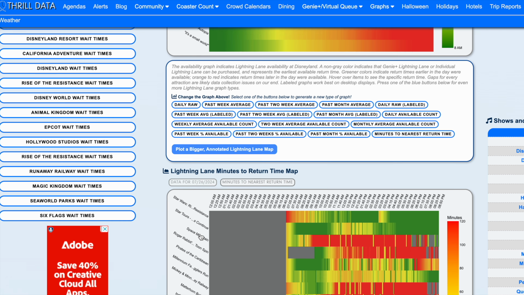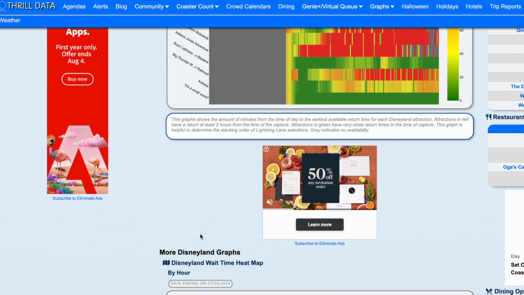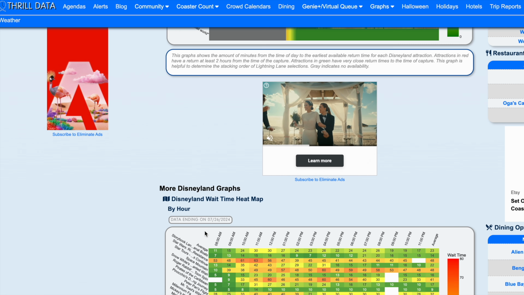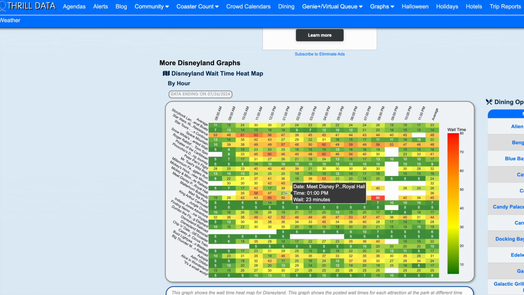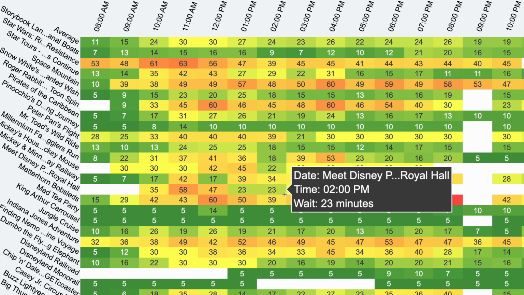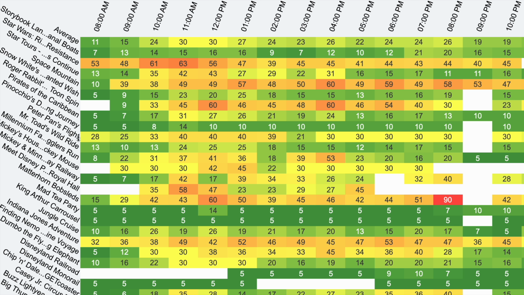This is just data for yesterday. It doesn't look like it's letting me pick for an average of the week. So that's very similar. I'm just going to scroll down. This is also going to show me the Disneyland wait time heat map, so it's going to show me more than just the ones with Lightning Lanes. What are the average wait times throughout the day?